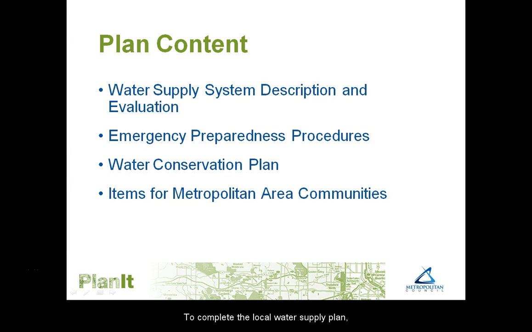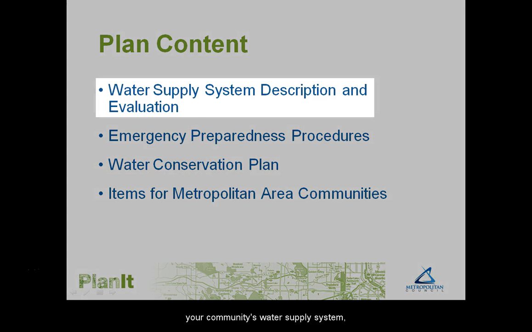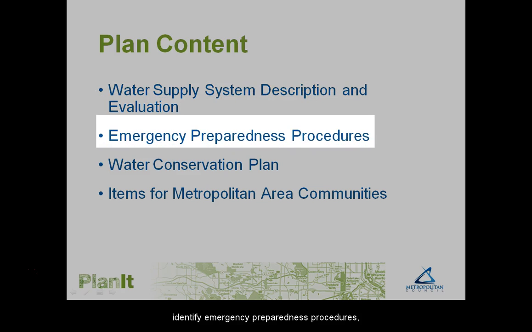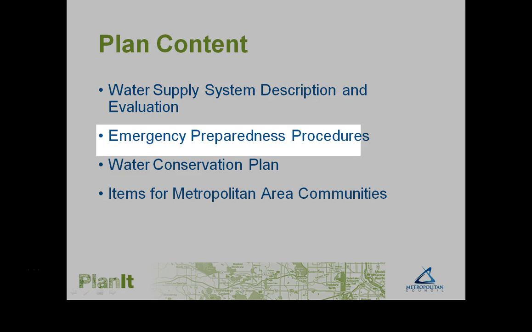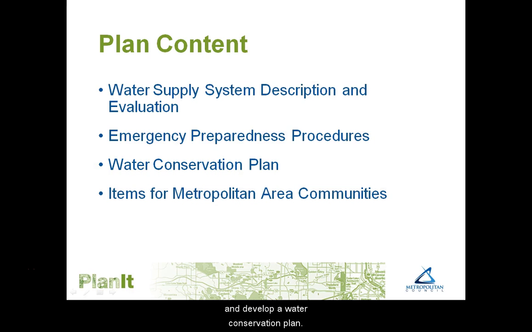To complete the local water supply plan, you will be asked to describe and evaluate your community's water supply system, identify emergency preparedness procedures, and develop a water conservation plan. Part 4 of the template identifies required content for communities in the 7-county Twin Cities metropolitan area.